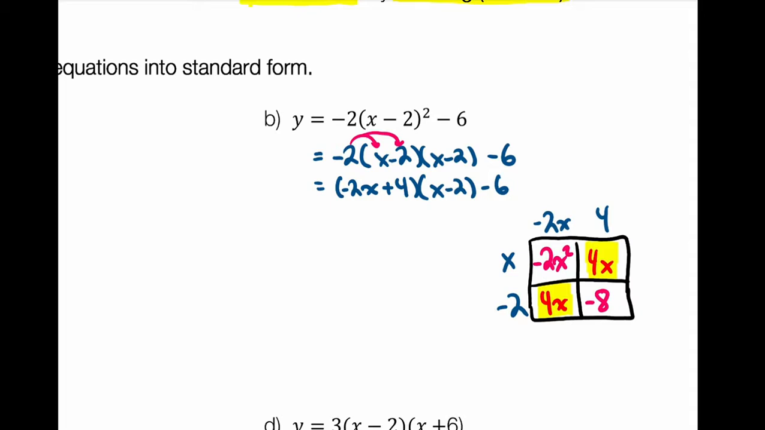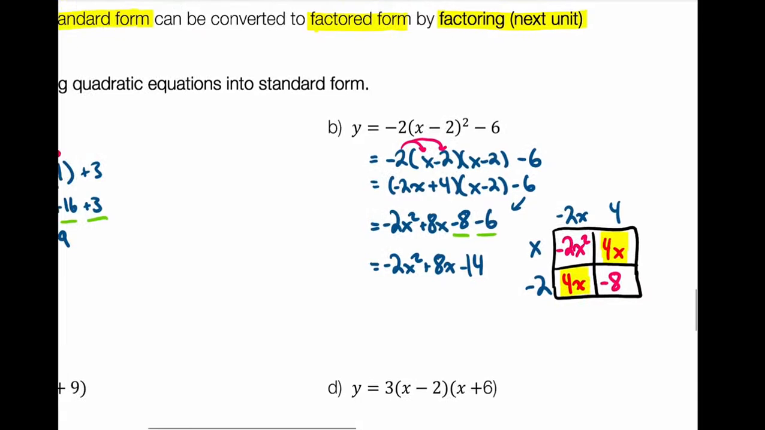So if I rewrite this, next step, simplified, I have negative 2x squared plus 8x minus 8. I'm going to bring the negative 6 down, because that's just going to get added in. And now I should see that I only have two like terms in this step because I've already combined the other ones. So negative 2x squared plus 8x minus 14 is my equation in standard form. So a little bit longer because we had an extra step, but again, the idea is still the same. We still get to standard form in the end.